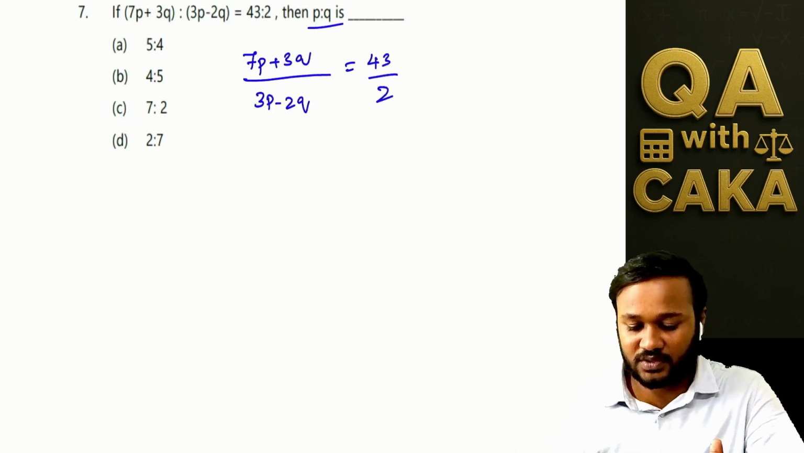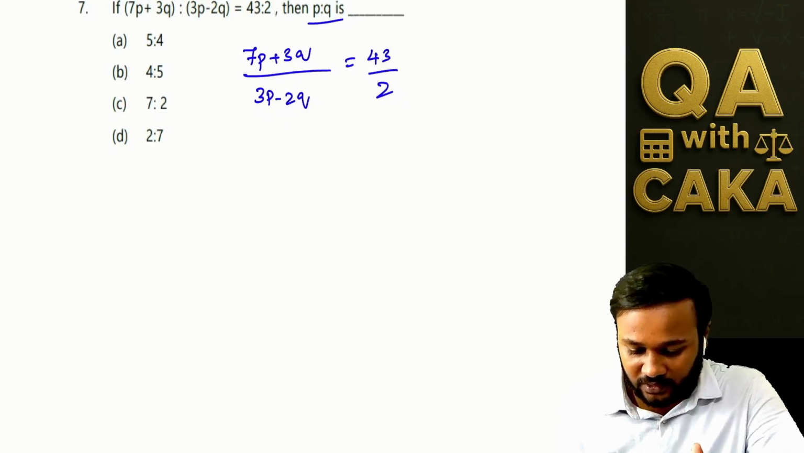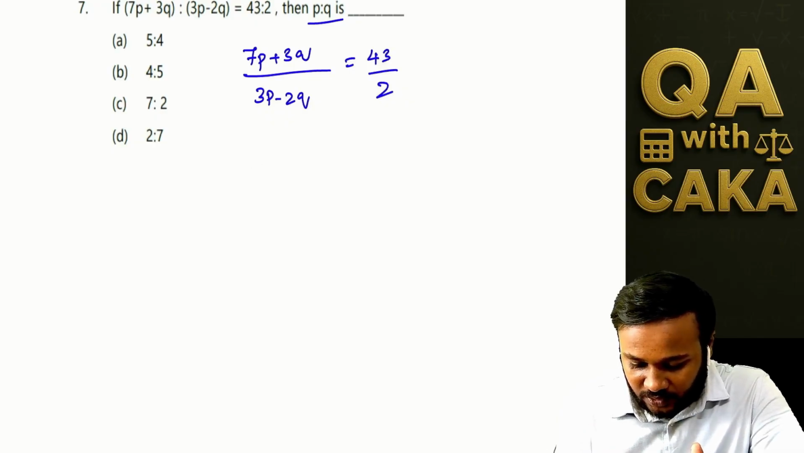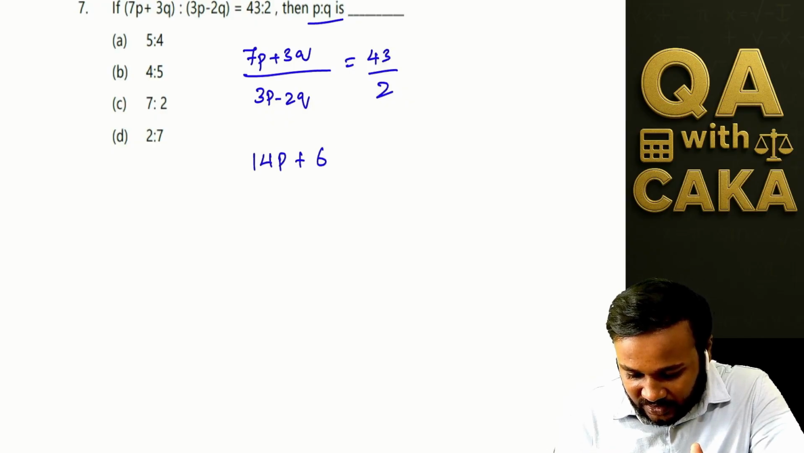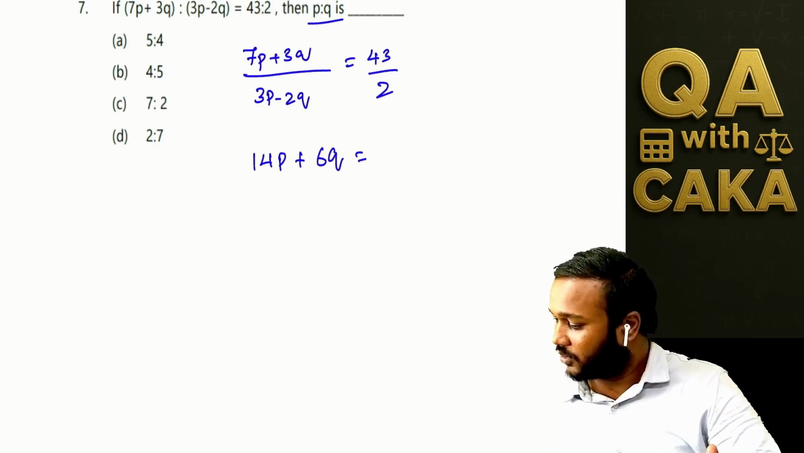Your question is P is to Q is what? So now let's solve the normal way. First, cross multiplication. So let me do it directly. 14P plus 6Q is equal to 43 into 3.